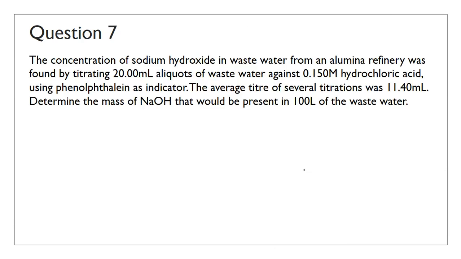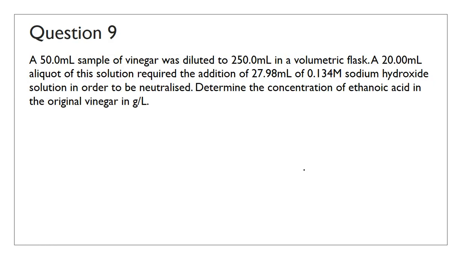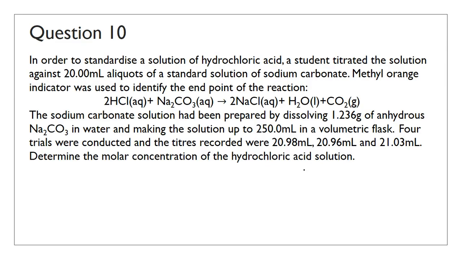And then lastly, try question 7, question 8, question 9, and question 10 yourself. For question 10, you actually have to calculate the average titer because the results of 3 different trials are given. All right, and that is that. Thank you.